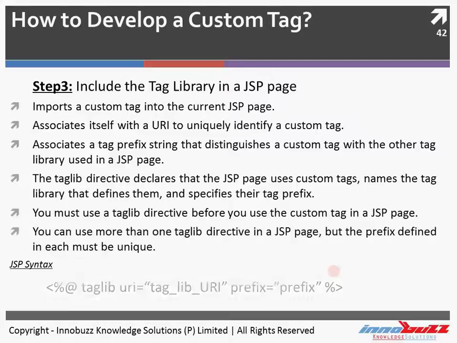This is the JSP syntax of your taglib directive, where it starts with a scriptlet tag followed by @ and taglib. The URI will be the location of the tag library descriptor file, and the prefix is the user-defined prefix which can be given to your tags. So these are the three main steps required to create any kind of custom tag. And the last step is to deploy the custom tag. Before doing this, let's create the custom tag following these three steps.